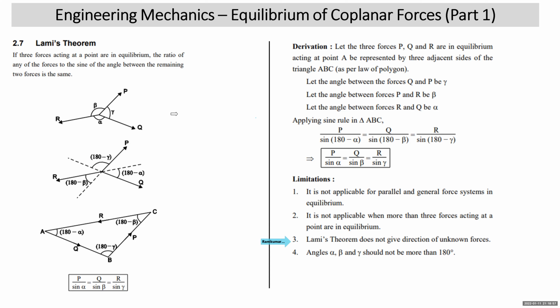So at times when you are assuming the direction of P, Q or R, you should assume it and then solve the problem by using Lami's theorem. The last limitation says that none of the angles should exceed 180 degrees. Why? Because Lami's theorem derivation is based on the sine rule in a triangle. If alpha, beta, gamma, any of the angles between the two forces exceeds 180 degrees, then you cannot apply Lami's theorem. All these limitations and its usefulness, we'll understand while we are solving the problems of concurrent force systems.